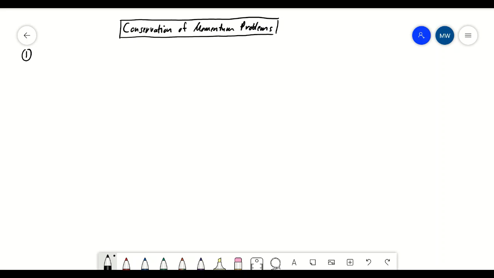All right, let's do our practice problem. We've got our two bean bags and they're on frictionless ice. So we need to draw our before and after picture for this. Let's draw in our before up here. We've got our first bean bag, and we'll call this M1, and it's 3 kilograms. And this bean bag is moving at 4 meters per second.